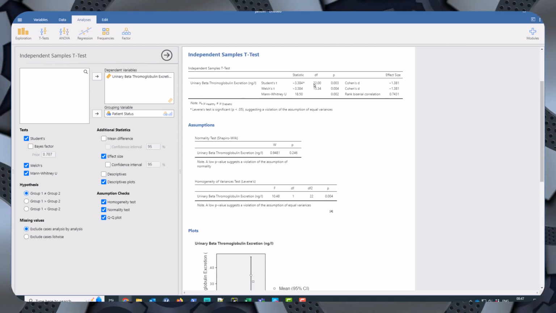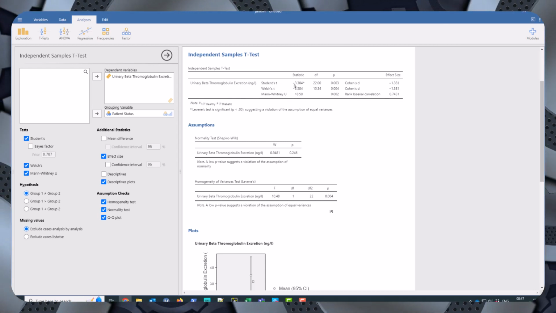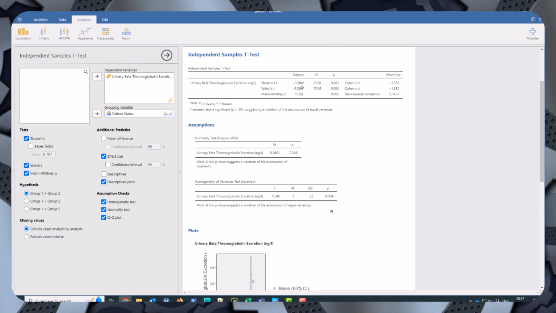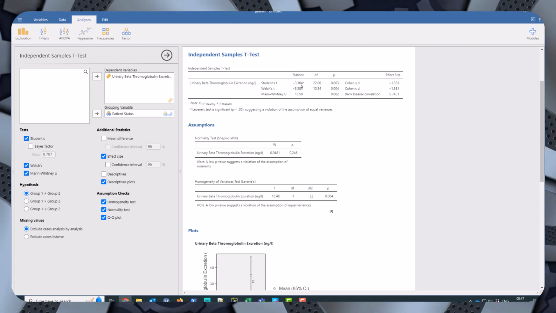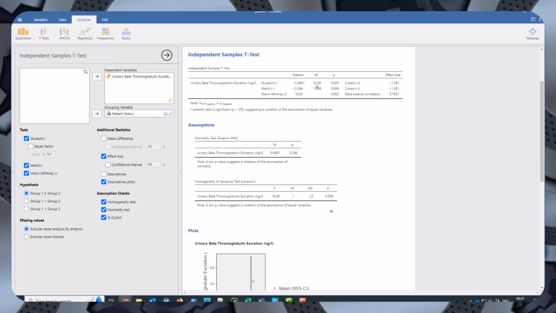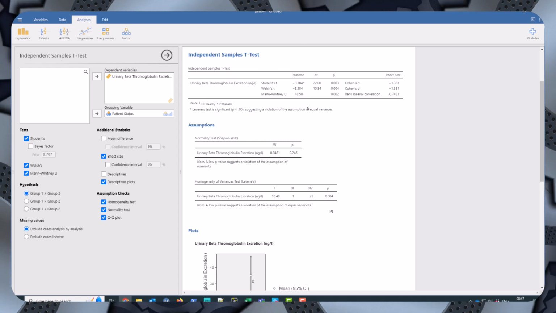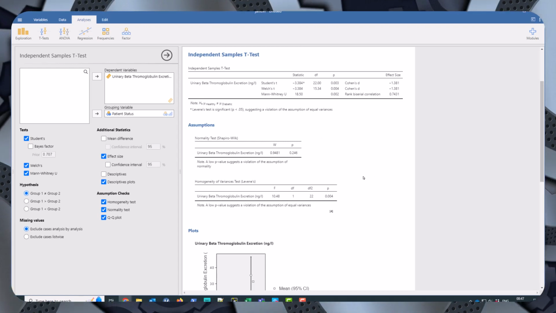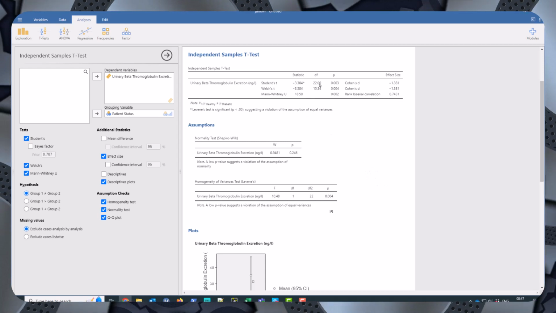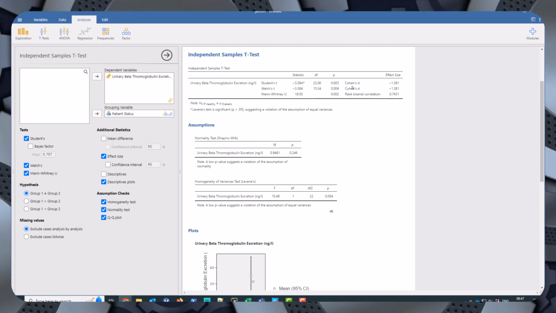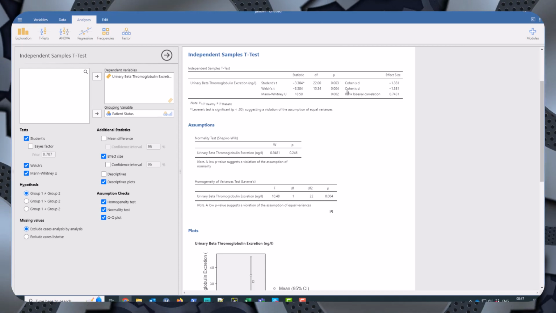Right, let's look at the statistics. Student's t-test, test statistic minus 3.384, relatively large. Anything above 2 is pretty big. Degrees of freedom 22. That is the number in your first group minus 1 plus the number in your second group minus 1. So 11 plus 11, 22. And you get a p-value of 0.003, so it's a highly significant difference between the two groups.